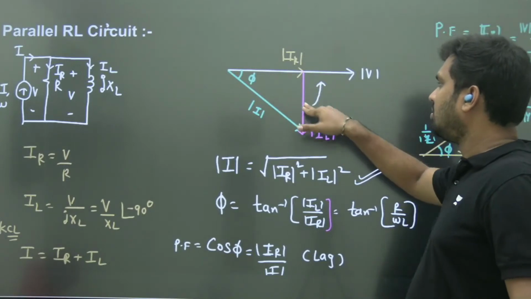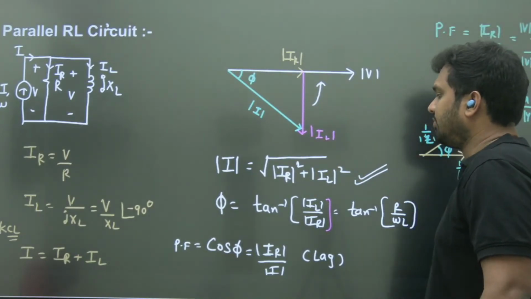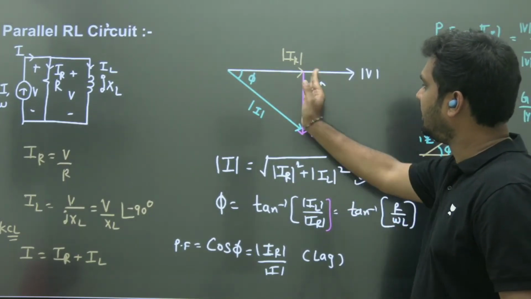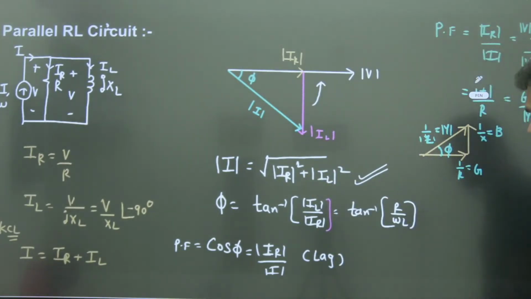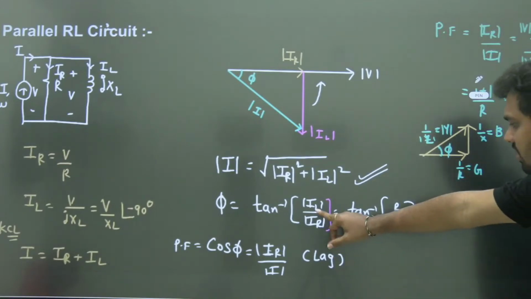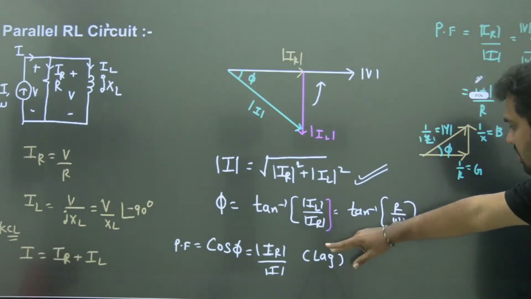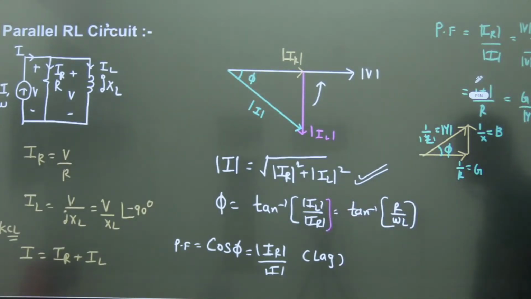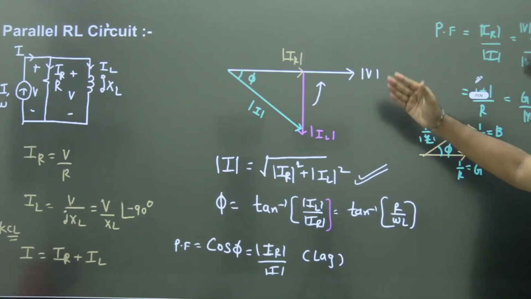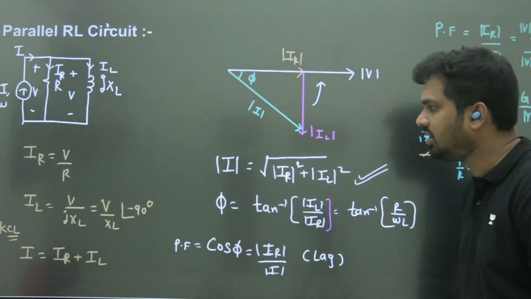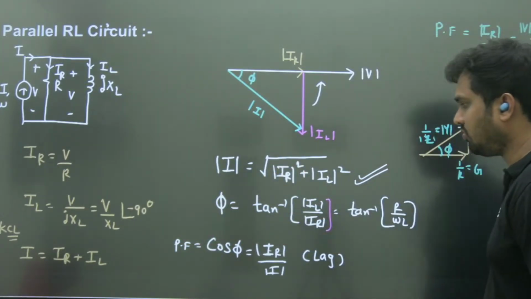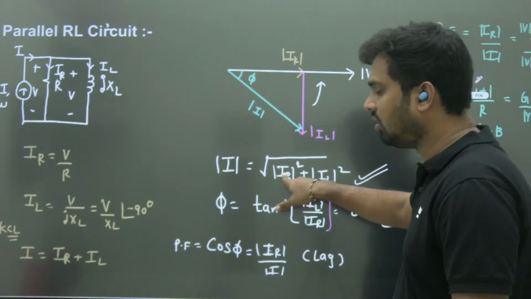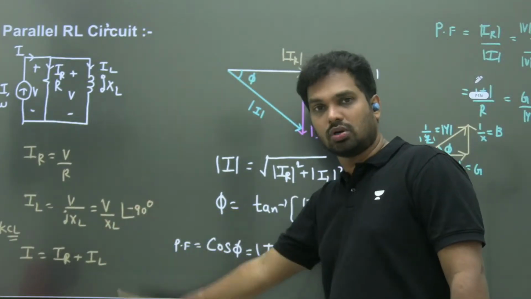Overall I equal to sum of these two. So phi equal to tan inverse of IL by IR. This is V by R, V by XL. So XL will come in the denominator, R in the numerator. Here also current lags only. KCL is not disturbed here. Don't think I equal to IR plus IL whole, root of IR square plus IL square. Which one is correct? This is magnitude only. This is for both magnitude and phase together.